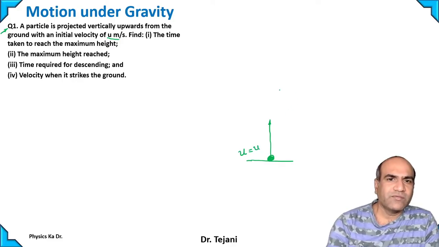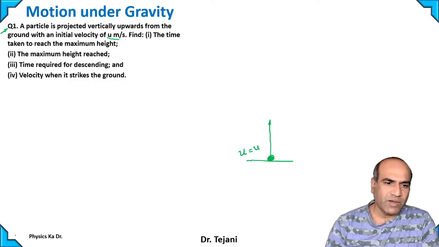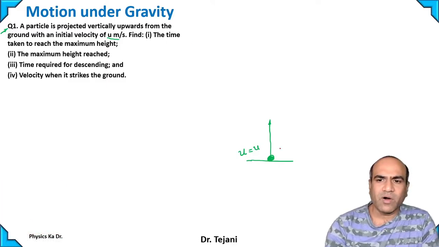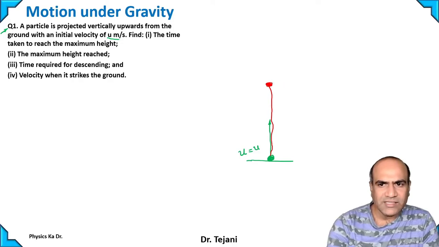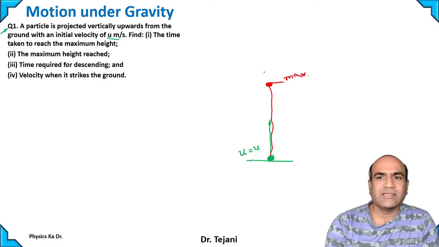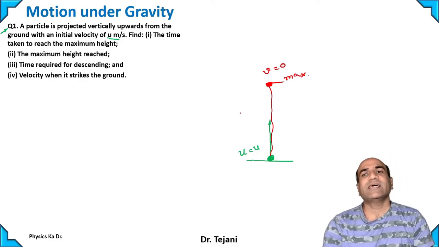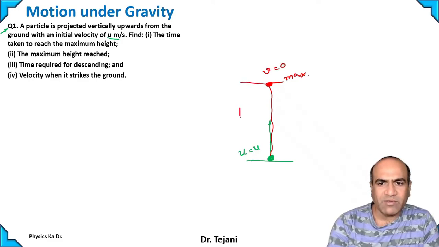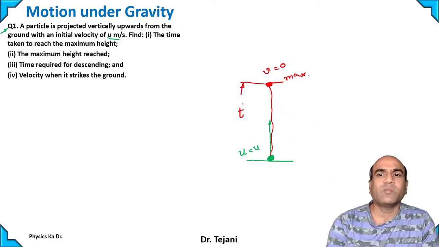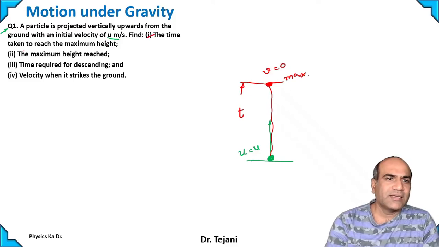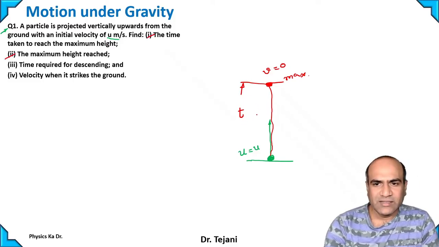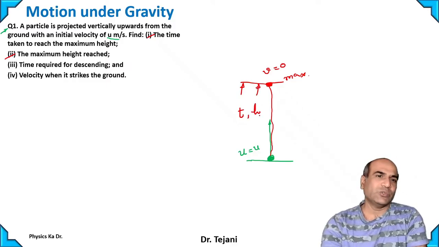Now what do we need to find? First, find the time taken to reach maximum height. Take the example of a ball thrown in this direction. We know that at a certain height it reaches its maximum and then it returns. When it reaches the maximum height, it has velocity 0. We need to find the time required to reach velocity 0 at the top. Second is the maximum height reached. To become velocity 0, what is the maximum height? We need that too.